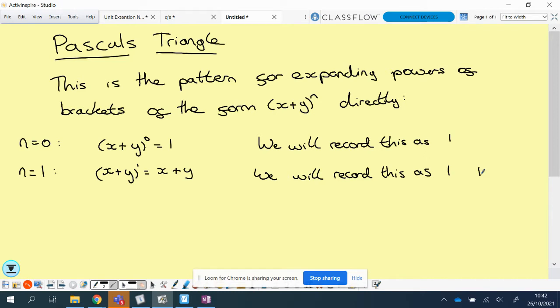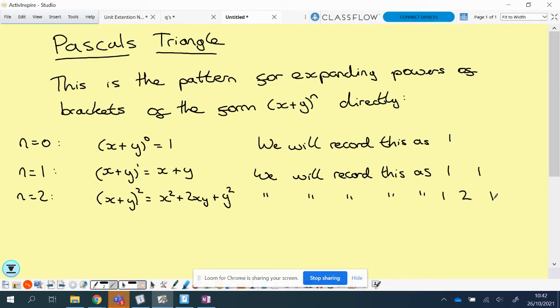For n equals 2, I'm going to have x plus y all squared. That would give me x squared plus 2xy plus y squared, if I multiplied that out. And if we record that, again look at the coefficients in front of the terms. I've got 1x squared, so 1 first of all, plus 2xy, so I'm going to have 2 there, and 1 there. So I'm just writing down the coefficients.